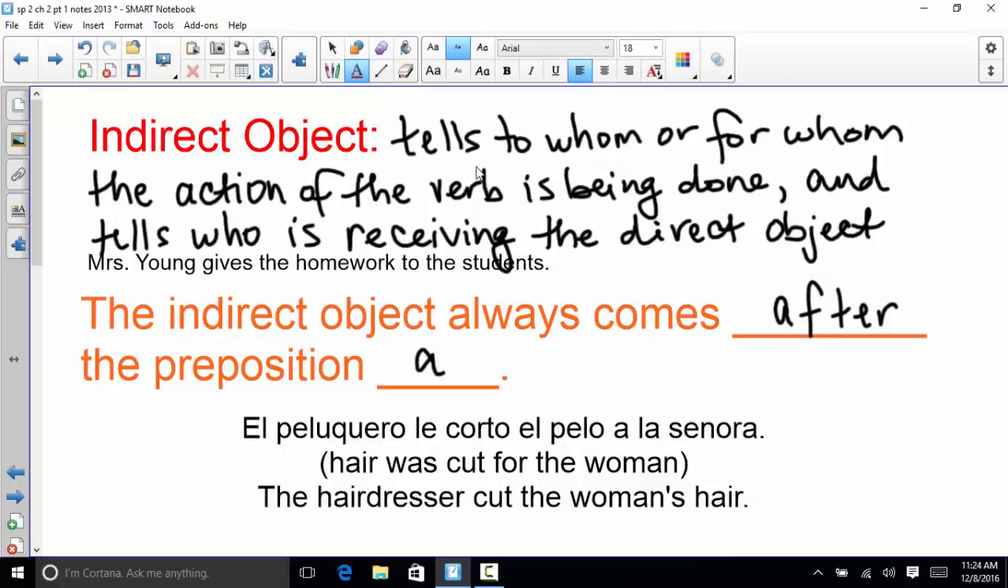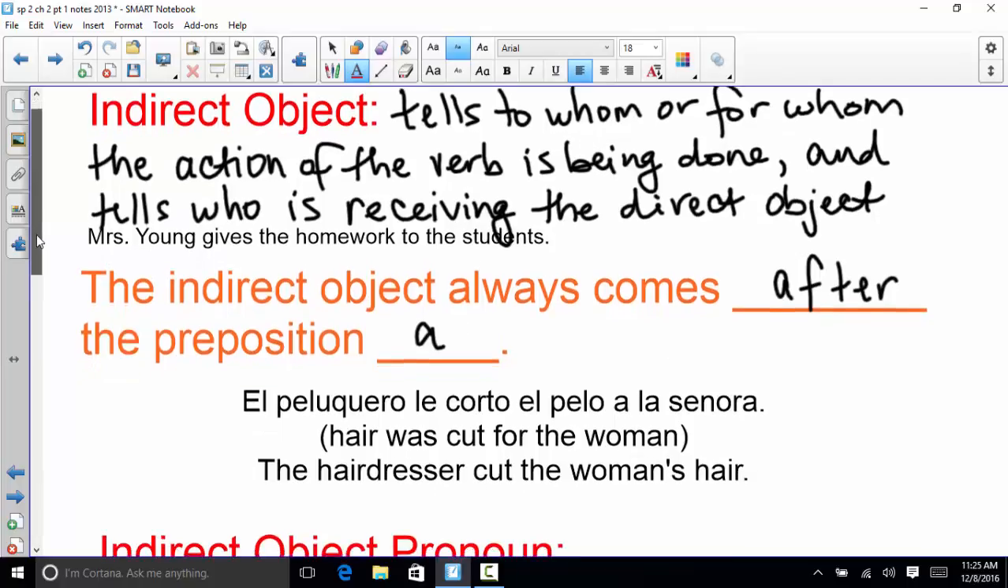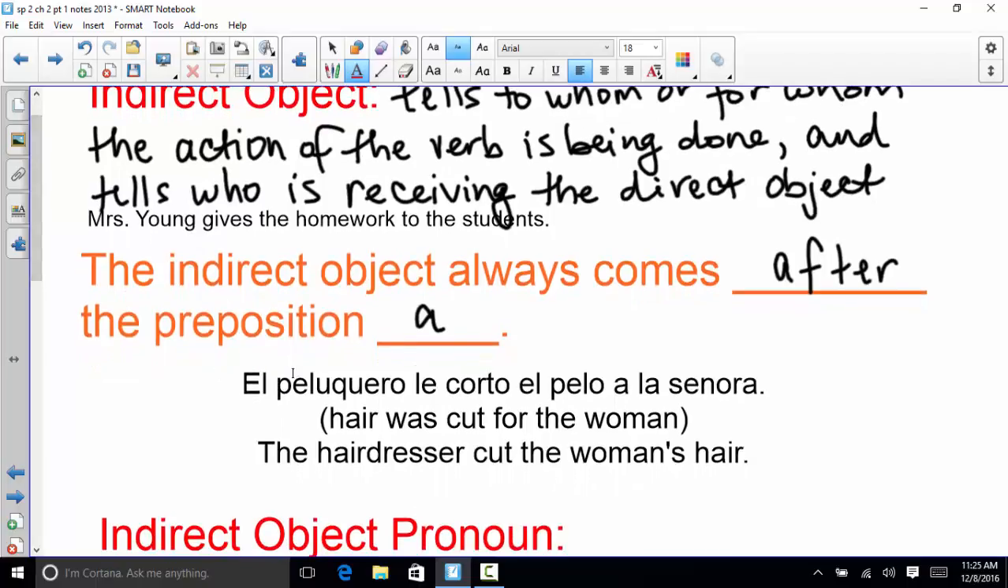Okay, in a Spanish sentence, the indirect object always comes after the preposition a. And sometimes it's also going to be the word para. Okay, but most of the time it's going to be the word a. So if you look at the sentence down below, el peluquero le cortó el pelo a la señora. Okay, the hair was cut for the woman. Or in other words, the hairdresser cut the woman's hair.